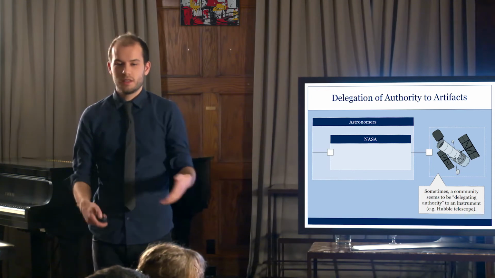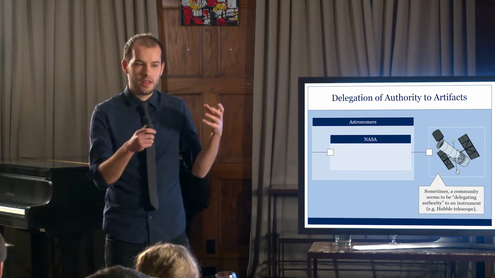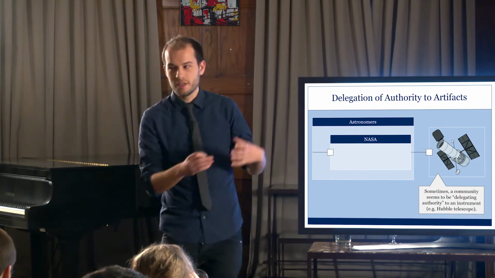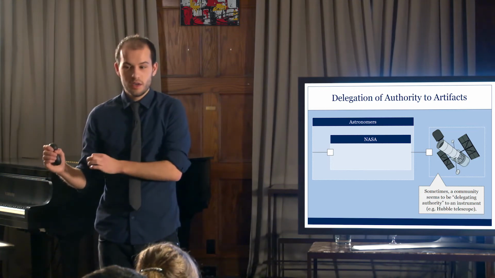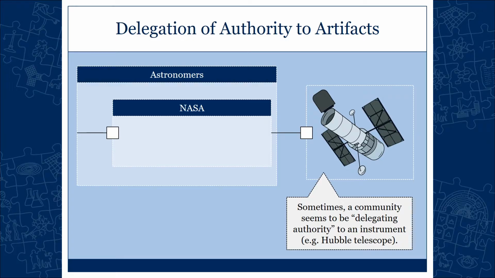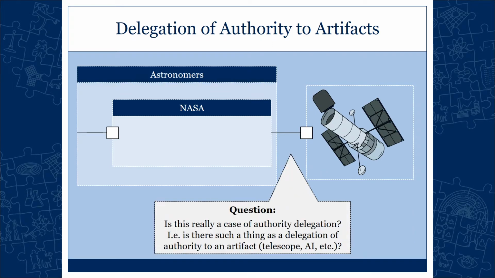The same thing happens in particle physics. We know that the researchers at CERN are delegating a certain amount of authority to something like the Large Hadron Collider. This happens time and time again, where instruments are involved in helping us better understand the world. Now here's our question. Is this really a case of authority delegation? In other words, is there such a thing as delegating authority to an artifact like a telescope or a particle accelerator or to an artificial intelligence?